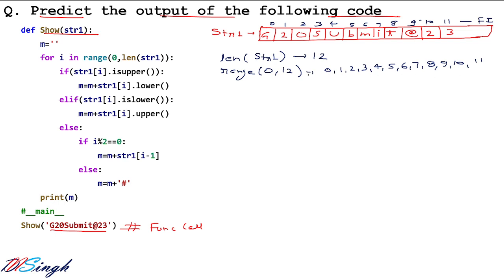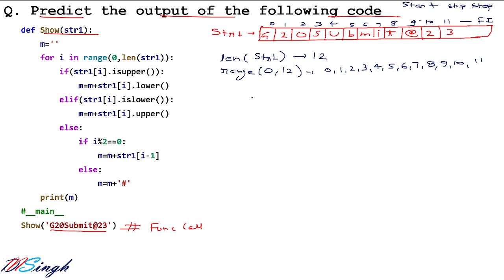So how many arguments will the range function take? Range function will take 3 arguments: start, stop, and step. So start will be 0, stop will be 12, and step by default will be 1.